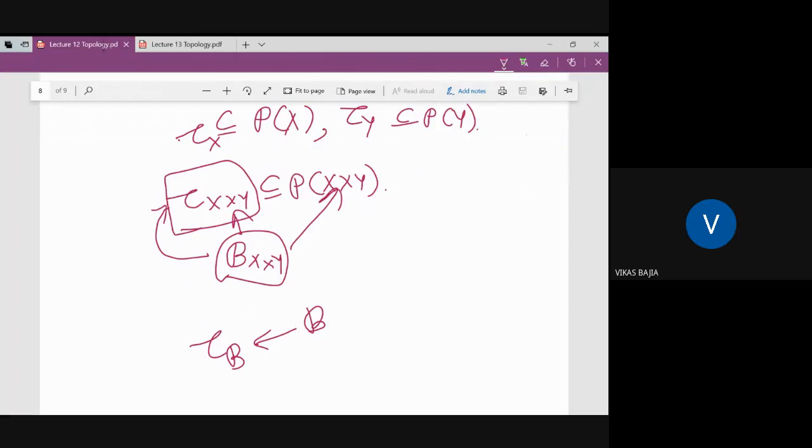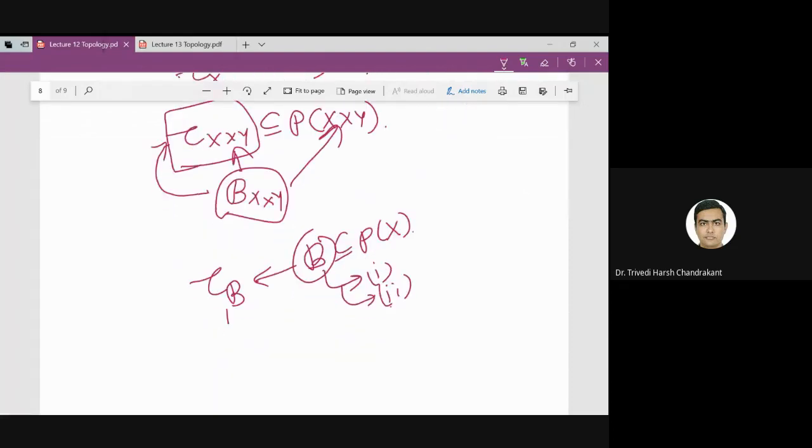Right? So every basis is what? A basis is a subset of the power set of X which satisfies the two axioms of the basis. And then once we get a basis, we take tau B, which is the union of B alpha, where B alpha belongs to B.